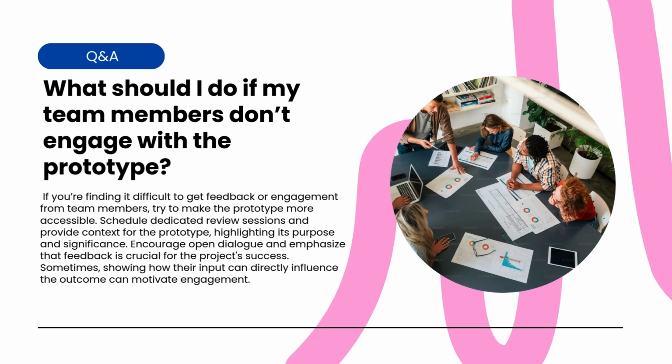Question number 4. What should I do if my team members don't engage with a prototype? If you're finding it difficult to get feedback or engagement from team members, try to make the prototype more accessible. Schedule dedicated review sessions and provide context for the prototype, highlighting its purpose and significance. Encourage open dialogue and emphasize that feedback is crucial for the project's success. Sometimes showing how their input can directly influence the outcome can motivate engagement.